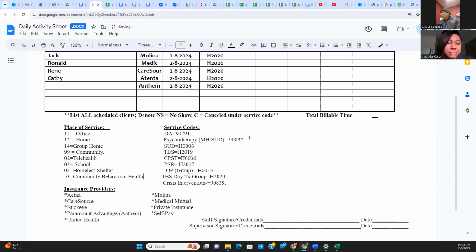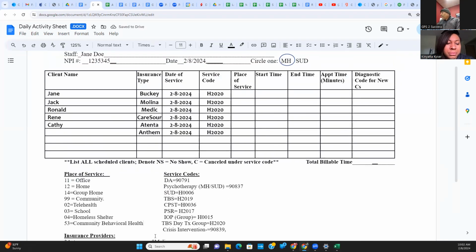Would we be doing that in the same place? It would be 11 or 53. So what about the daycare, Kenyatta? What number would they use? The daycare you could list as the school, like 03. And the church, if they're doing it at the church always, would also kind of fall under 03. Can you do 02 with this, telehealth? Yes, because you're going to be doing telehealth, you could do it as telehealth.